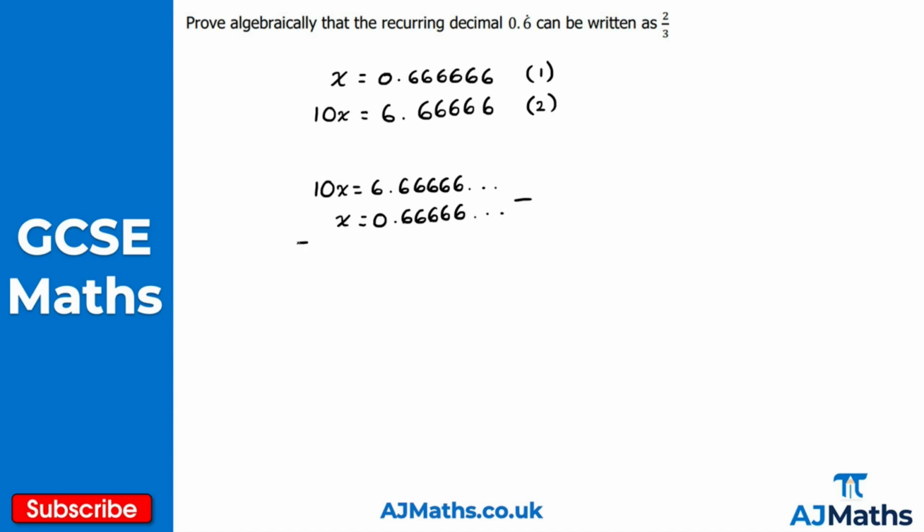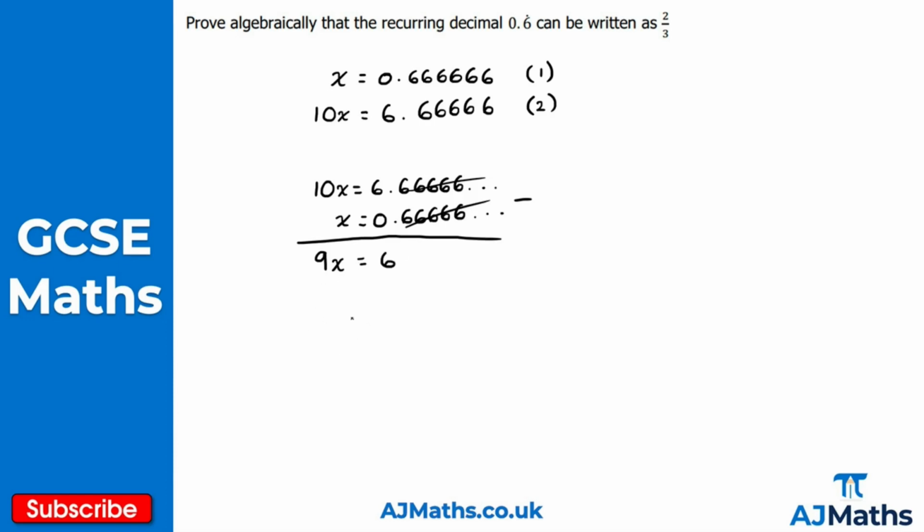On the left-hand side, if I do 10x minus x, some basic algebra, that would give me 9x. Now on the right-hand side, don't overcomplicate this. If I've got 6.666 repeating and I subtract 0.6 repeating, then all that's going to happen is everything after the decimal point will just disappear, because I'm just subtracting 0 from the 6. These will all cancel with those. I just get left with 6. So 9x is equal to 6.